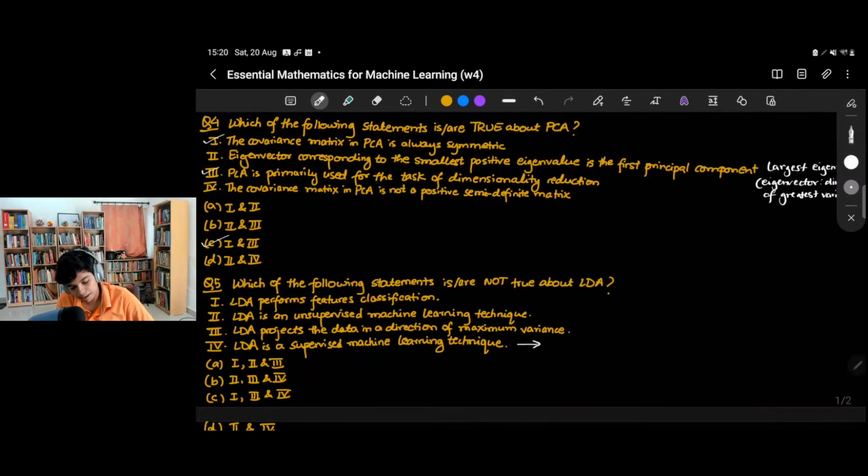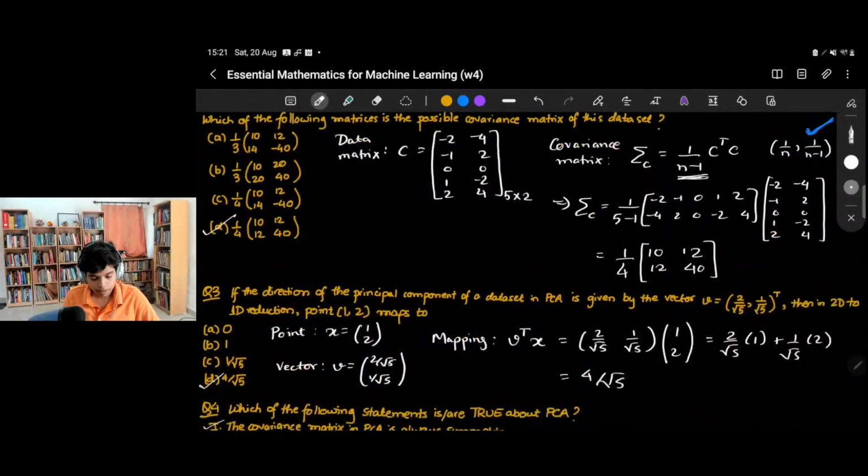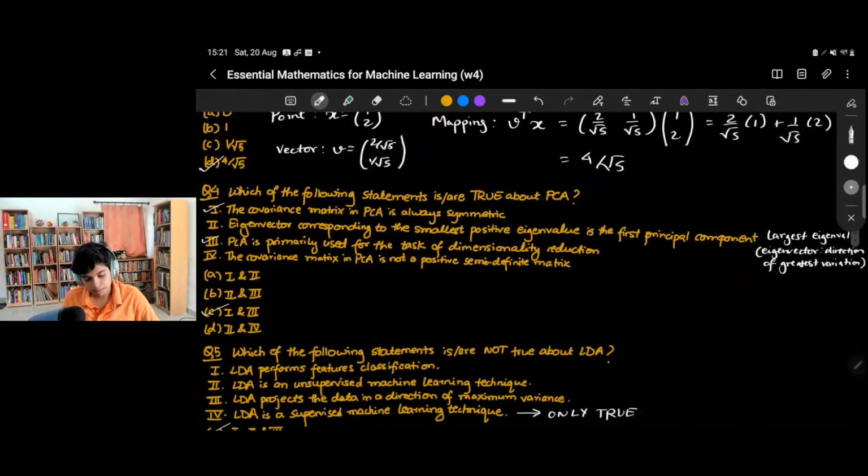Now the fourth statement is the only true statement out of all these four. So that means 1, 2 and 3 are not true. So the correct option is A, 1, 2 and 3 are not true. And just to remind you, we will go up over here. So this was the features about LDA.